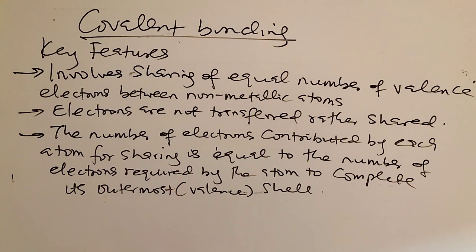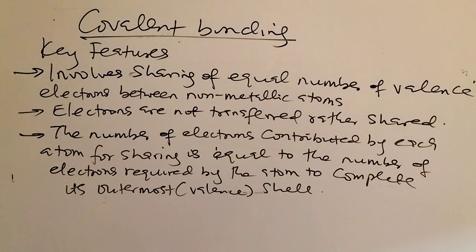Number 3 point: the number of electrons contributed by each atom for sharing is equal to the number of electrons required by the atom to complete its atomic or valence shell. I repeat, the number of electrons contributed by each atom for sharing is equal to the number of electrons required by the atom to complete its outermost shell.